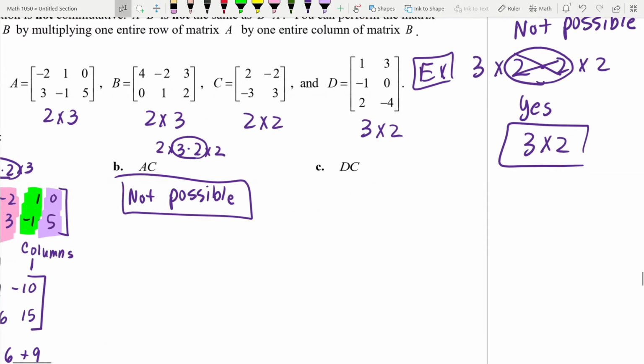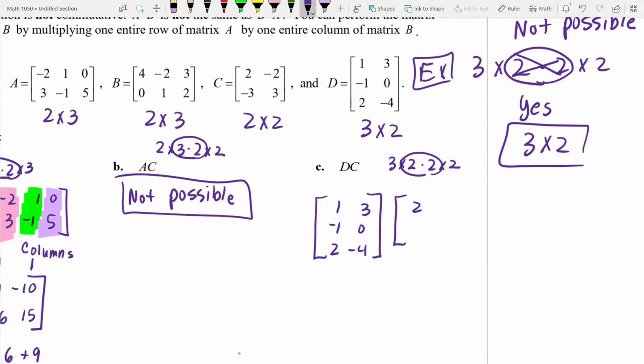Okay, let's do question C. D is a 3 by 2. C is a 2 by 2. Is it going to work out? Yes, it is. Let's write down matrix D. The order matters. Right next to it, let's write down matrix C.